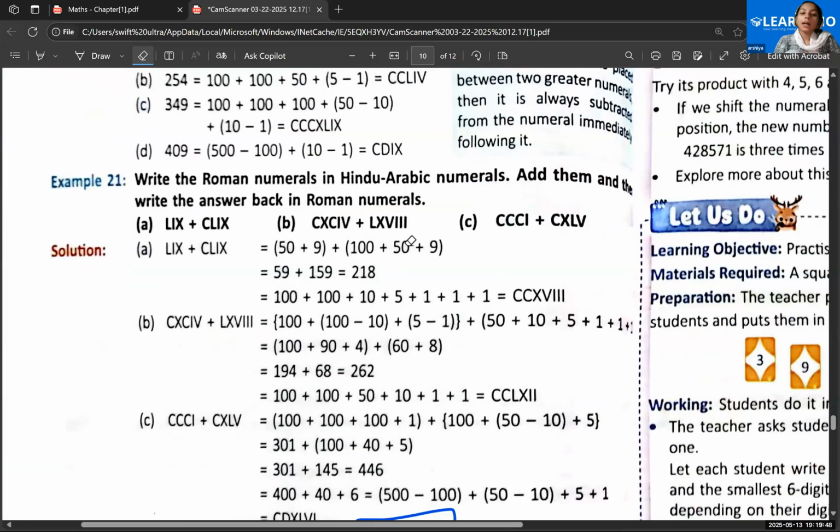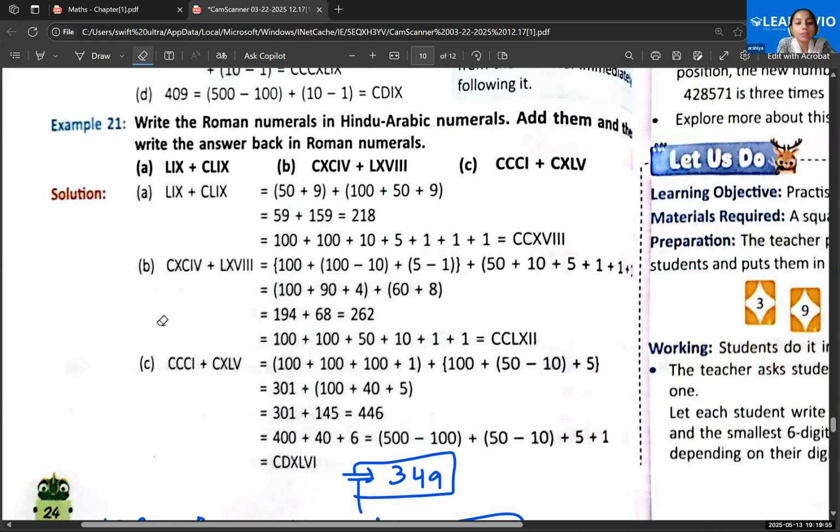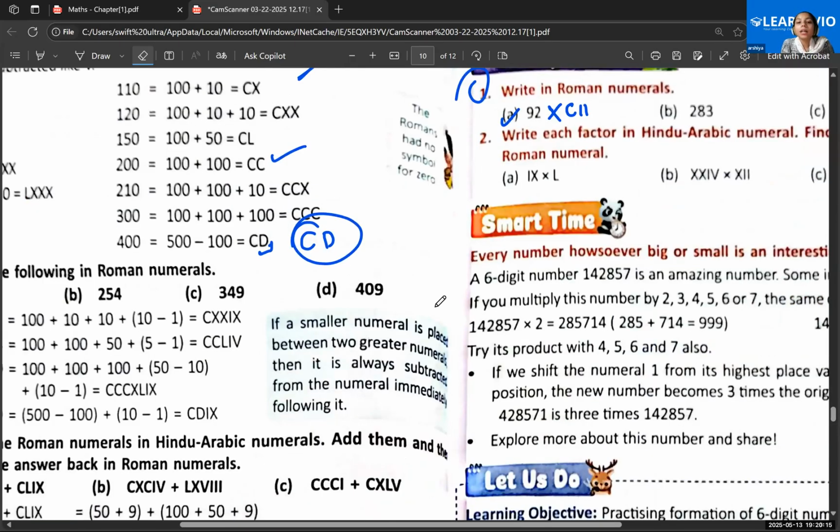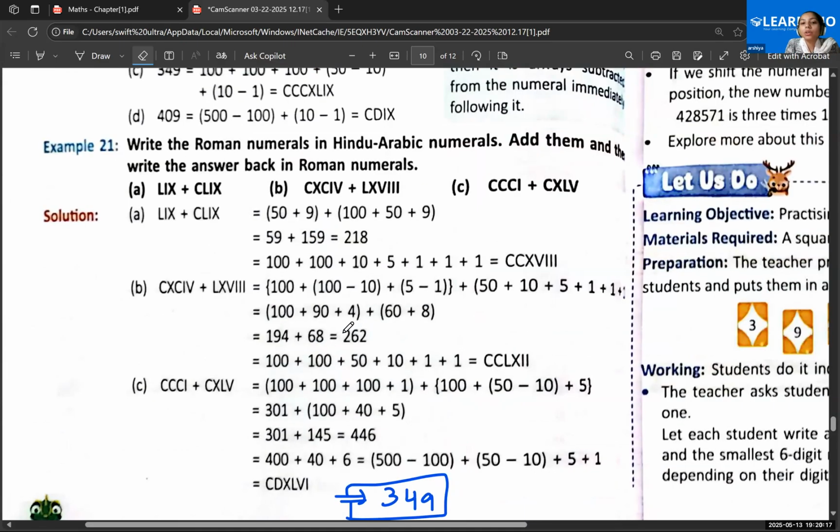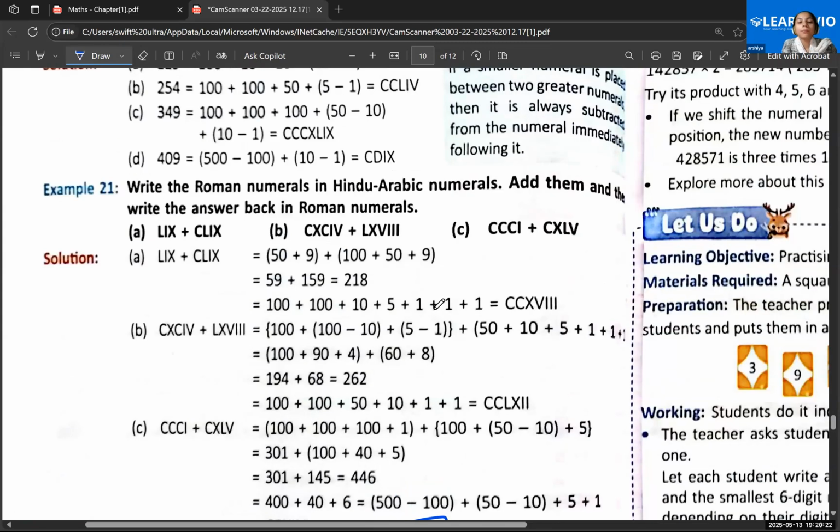Basically, in this they are asking to write the Roman. Basically, they have given us Roman numbers. We have to convert this into normal numerals, then add them and write the answer back in Roman numerals. So first convert both into numbers and add them because there's an addition sign. Whatever answer we get, let's say in this first one they got 218, so we have to write 218 in Roman numerals.